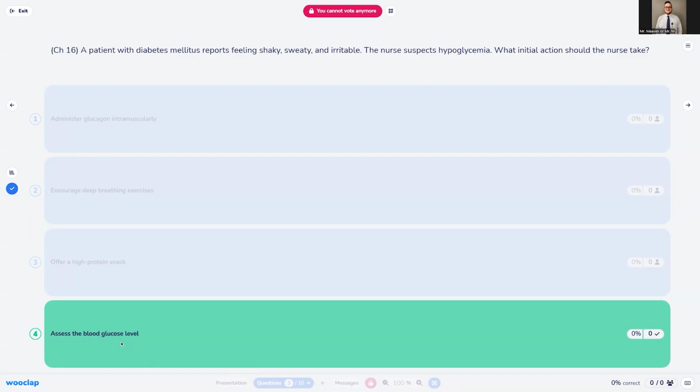Is it 60? That's a little low. You want anywhere from 70 to 120 milligrams per deciliter as the goal for blood sugar, depending on the facility you work at. So if their blood glucose in this situation is 30, that's concerning. Before we did anything, we would want to know what it is. We can't treat something we don't know, right?